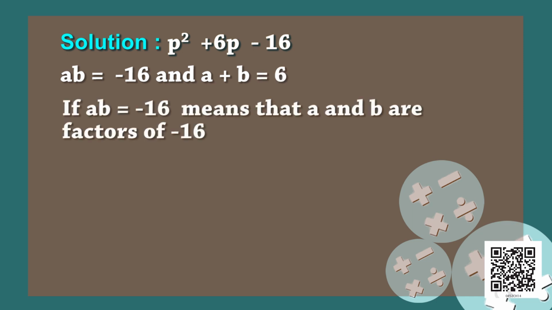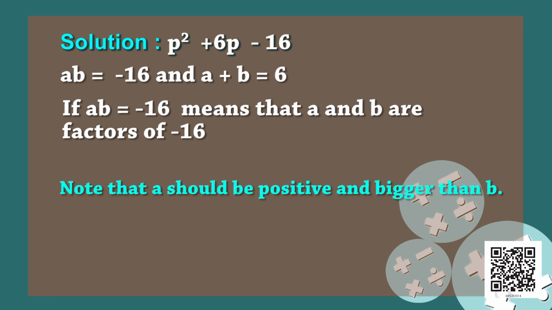Look, ab is equal to minus 16 means a and b are factors of minus 16. Note that a should be positive and bigger than b, then only a plus b can be a positive number. So, let us try a is equal to 16 and b is equal to minus 1. Then a into b is equal to 16 into minus 1, that is equal to minus 16, okay, but a plus b, that is 16 plus minus 1, is equal to 15, which is not right.